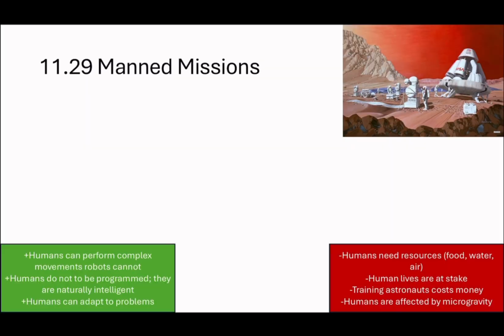Manned missions. So, manned missions are just missions with humans in, and unmanned missions are missions without humans in. And there are advantages and disadvantages to manned missions. And here they are.